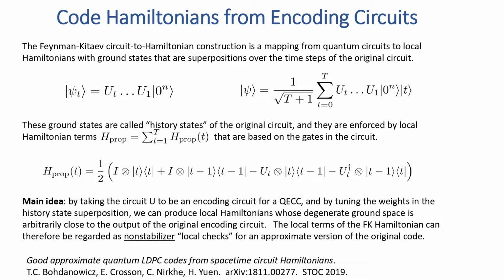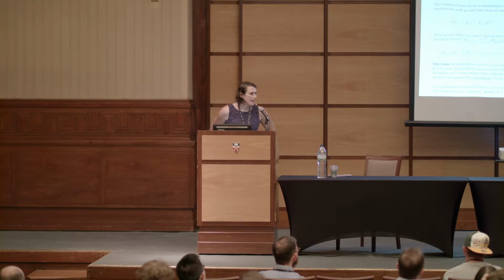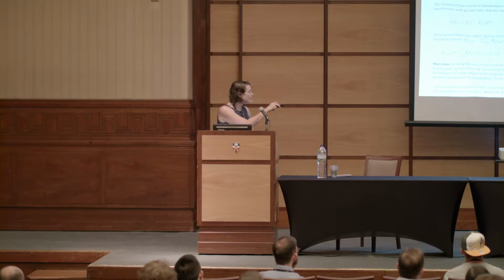Starting off with the main idea, we're going to use what's called the Feynman-Kitaev circuit to Hamiltonian construction, which maps quantum circuits to local Hamiltonians with ground states that are superpositions over the time steps of the computation. So you start off with some quantum circuit that applies local unitary gates up to some time t. This gets mapped to what is called a history state that is a superposition over the time steps of the computation entangled with this additional new register called the clock register.